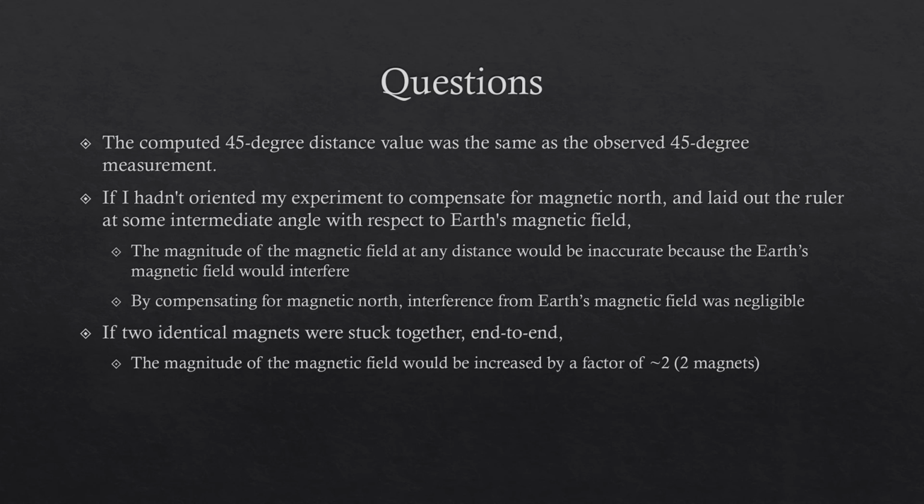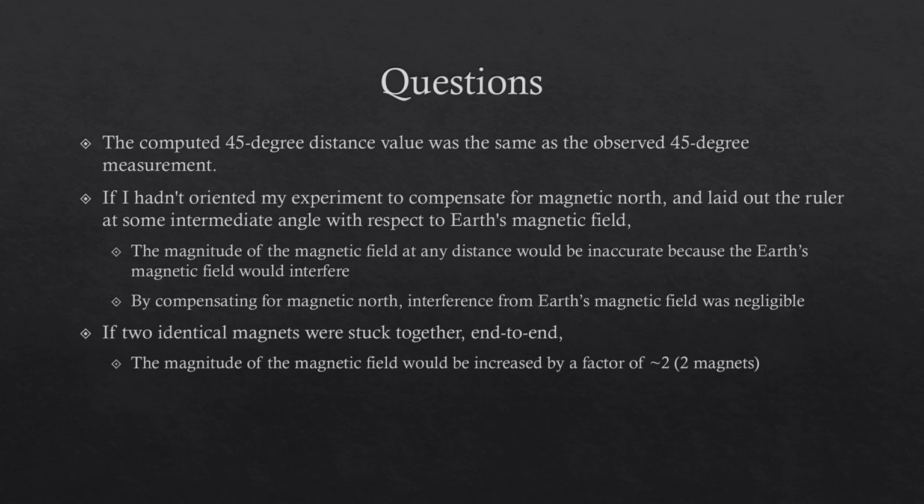So just some questions that can be answered as a result of this lab. The computed 45-degree distance value was the same as the observed 45-degree measurement, and this means that the experimental portion of the lab was successful because the values were the same. If I hadn't oriented my experiment to compensate for magnetic north and laid out the ruler at some intermediate angle with respect to Earth's magnetic field, the magnitude of the magnetic field at any distance would be inaccurate because the Earth's magnetic field would always interfere. And by compensating for magnetic north, the interference from Earth's magnetic field was negligible.